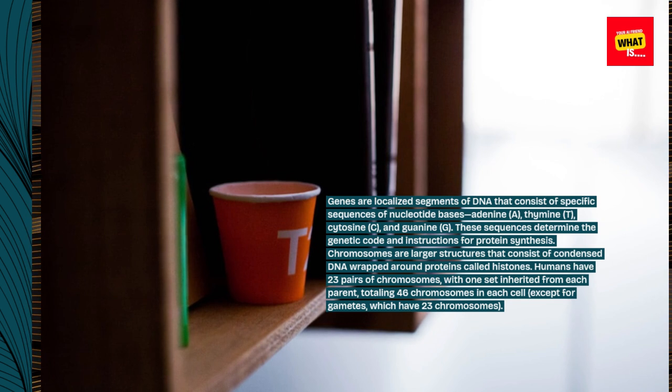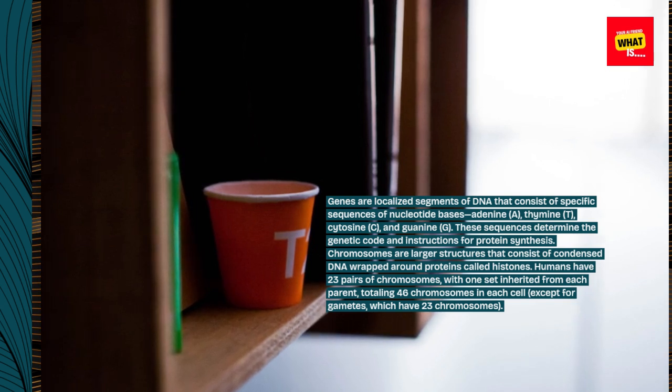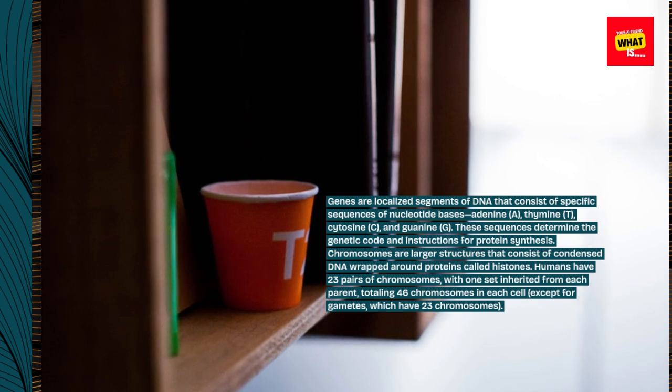Chromosomes are larger structures that consist of condensed DNA wrapped around proteins called histones. Humans have 23 pairs of chromosomes, with one set inherited from each parent, totaling 46 chromosomes in each cell, except for gametes, which have 23 chromosomes.